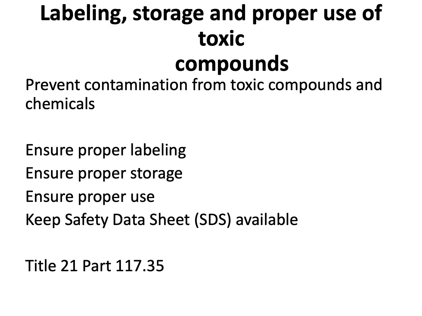Let's keep going. Number 6, labeling, storage, and proper use of toxic chemicals and compounds. It's covered in 21 CFR 117.35. Prevent contamination from toxic chemicals and compounds by proper labeling, by proper storage, by proper use. Make sure to keep the safety data sheets available.